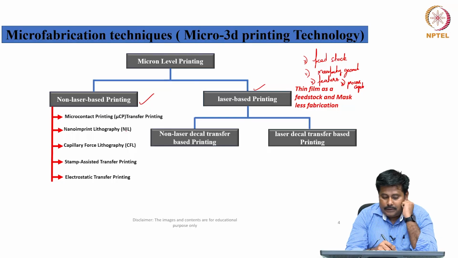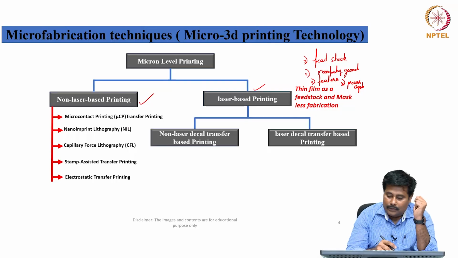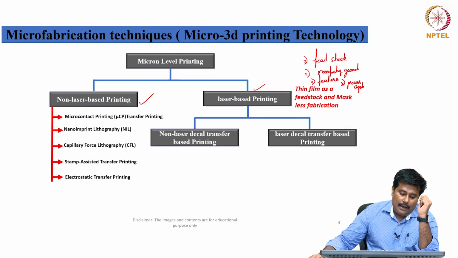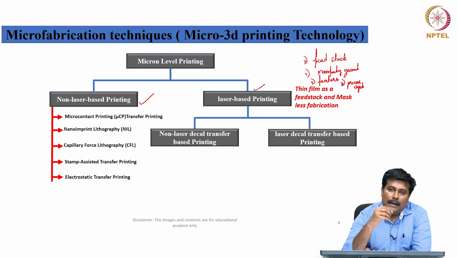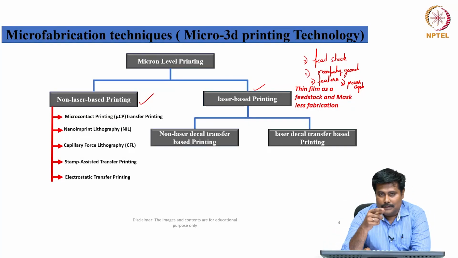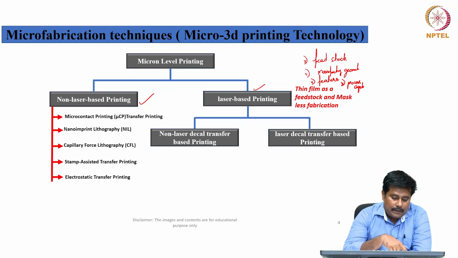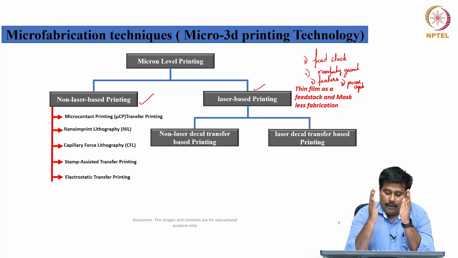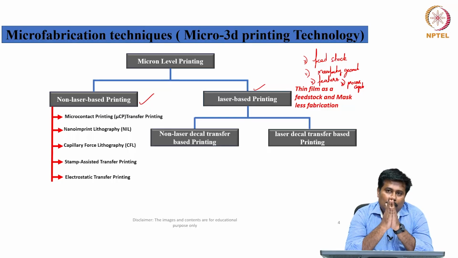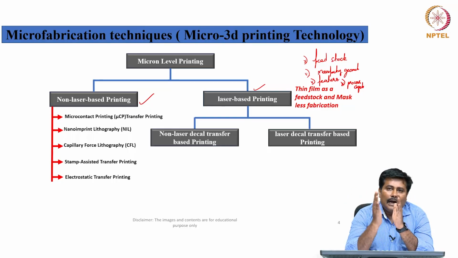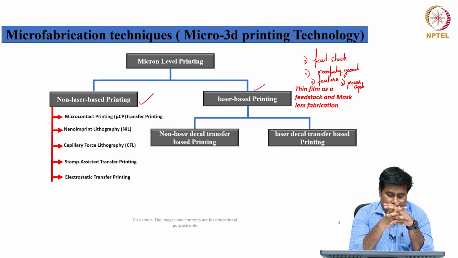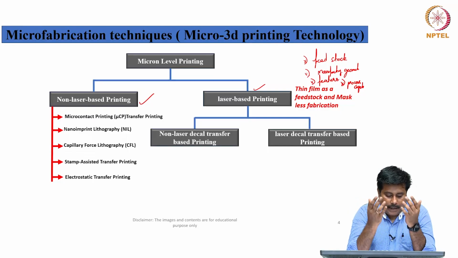So, in this particular process, what we try to do is print the structures pixel by pixel region. In fact, regarding lithography we had discussed in detail, and there is a kind of capillary force lithography. This capillary force lithography is mainly meant for transferring liquid or gel based structures to print different features. Stamp assisted transfer printing is almost similar to micro contact printing, where two mask based structures are brought together, and through compression the features are transferred from one substrate to the other substrate. Then we have electrostatic transfer printing.